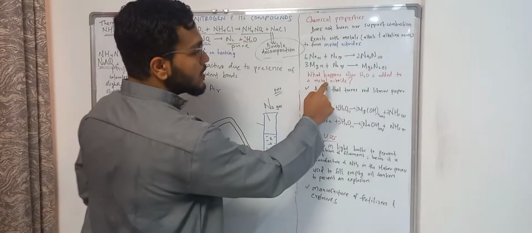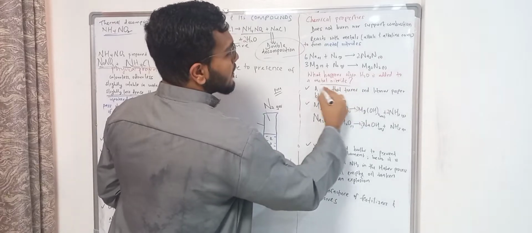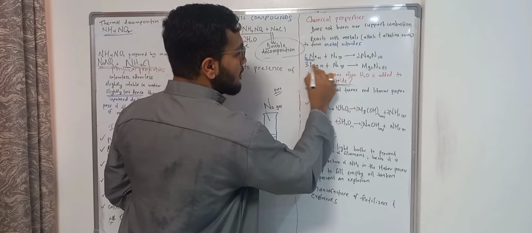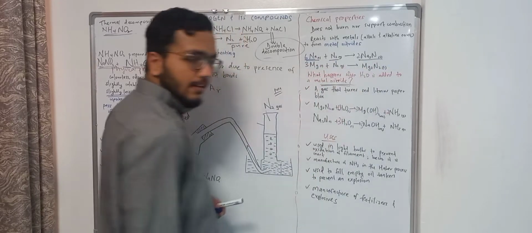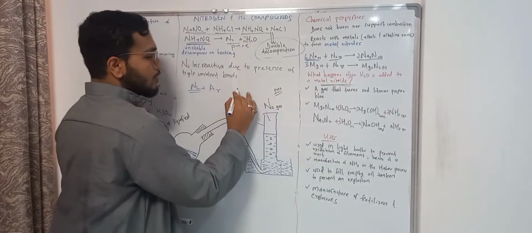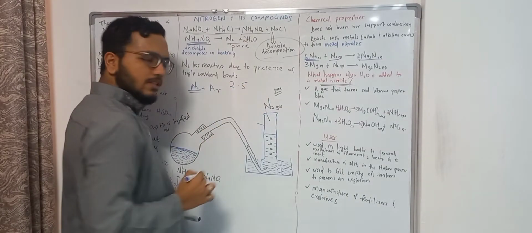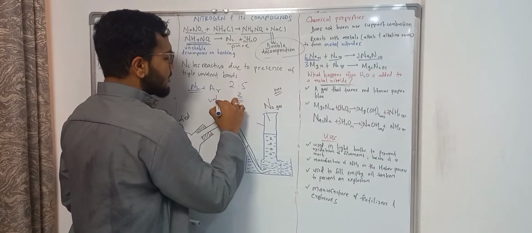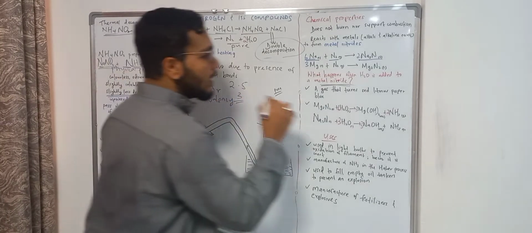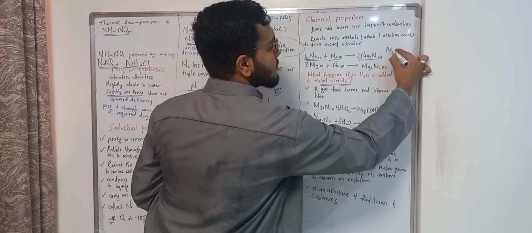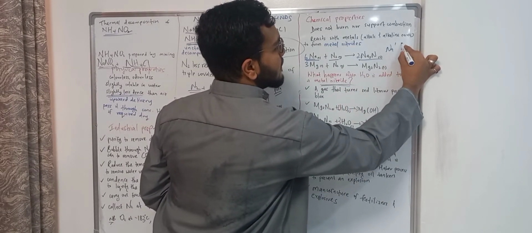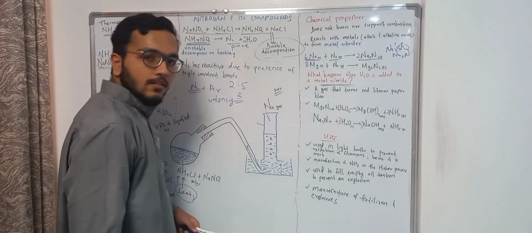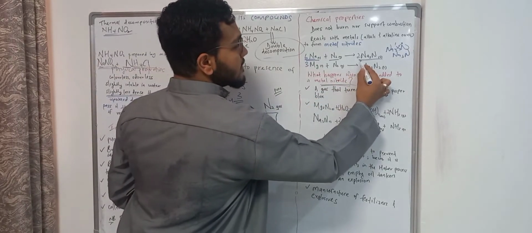Now, what happens when water is added to a metal nitride? For example, you reacted sodium with nitrogen, and you got sodium nitride. Since the electronic configuration of nitrogen is 2,5, what is its valency? Valency 3. That's why, sodium being valency 1 and nitrogen being valency 3, you cross them, and this will be sodium nitride. Okay, so sodium nitride has been formed.